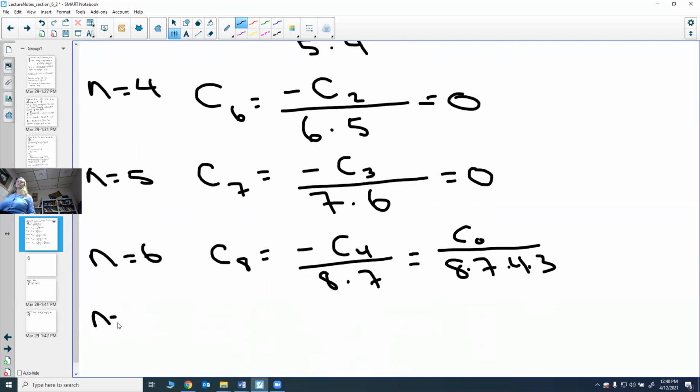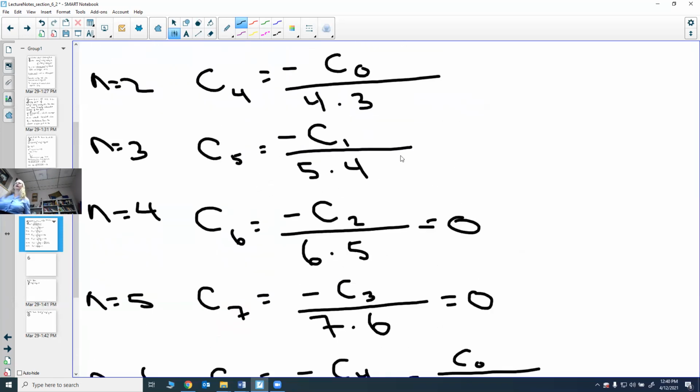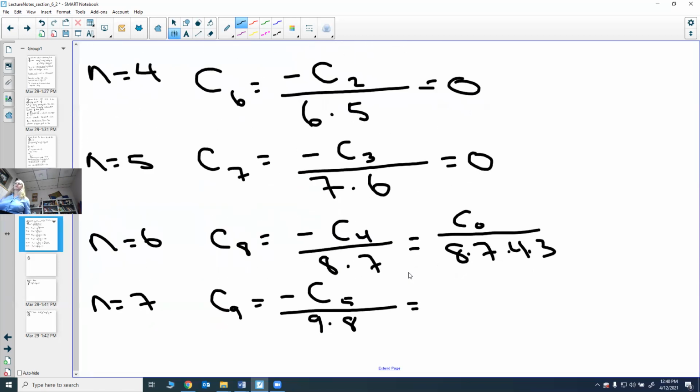If n equals 7, that would give me c sub 9. That would be minus c sub 5 over 9 times 8. So again, if I know c sub 5, I can find c sub 9. But I do know c sub 5. It's minus c1 over 5 times 4. So minus a minus is going to give me c1 over 9 times 8 times 5 times 4.